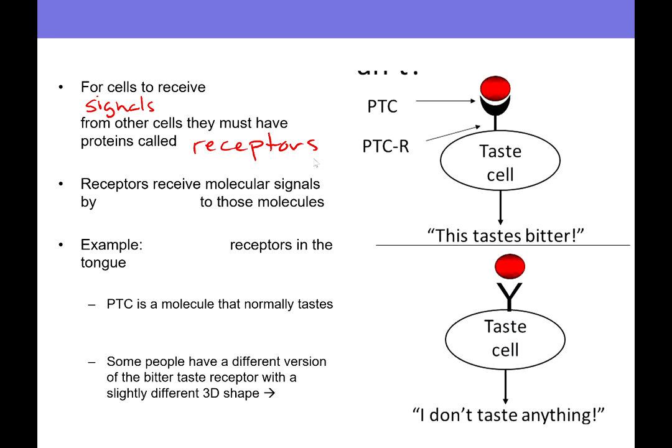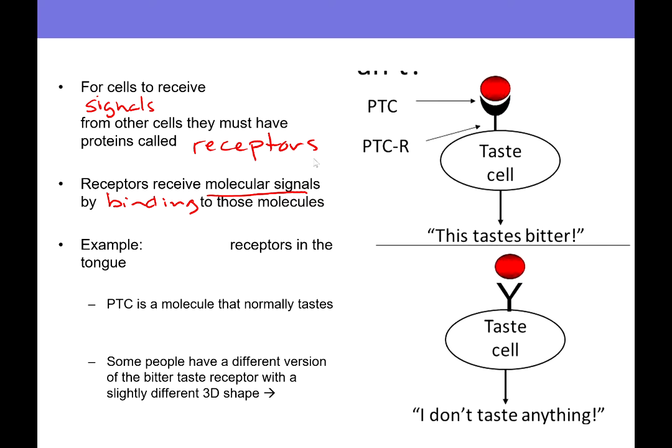So ultimately it means the same thing, in that we're talking about something that receives a signal from its environment. But we can use this term to refer to the whole cell or just the protein on that cell that's receiving the signal. And the way that receptors receive signals is by binding to those signals in most cases, especially if they're molecular signals.